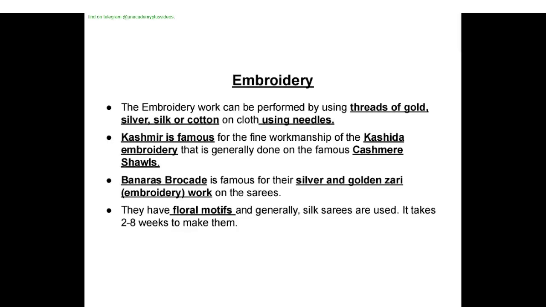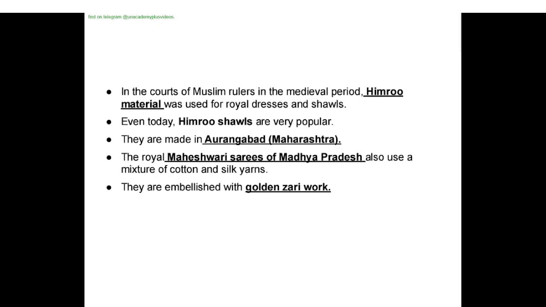Embroidery. The embroidery work can be performed by using threads of gold, silver, silk, or cotton on cloth using needles. Kashmir is famous for the fine workmanship of the Kashida embroidery that is generally done on the famous Kashmiri shawls. Banaras brocade is famous for its silver and golden zari embroidery work on saris. They have floral motifs and generally silk saris are used. It takes 2 to 8 weeks to make them.